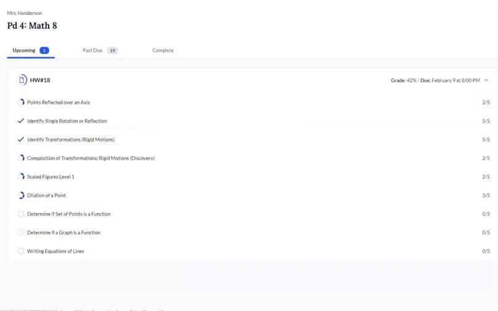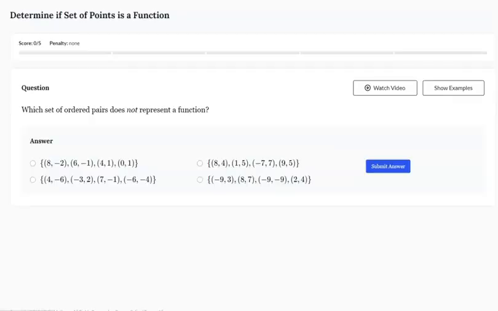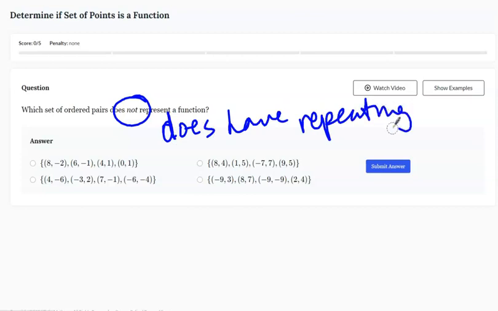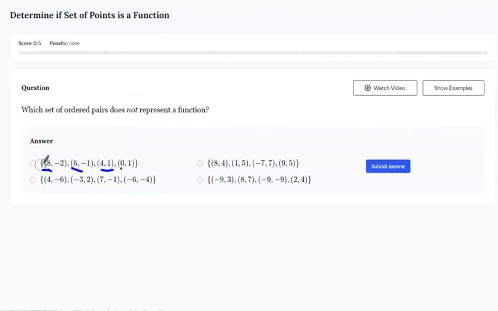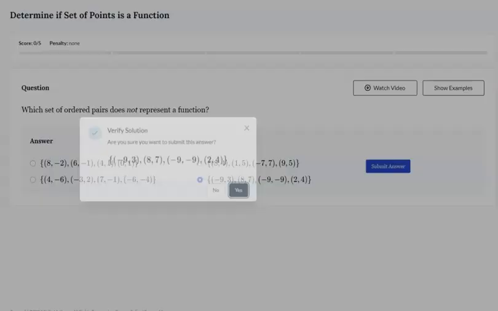All right, let's determine if a set of points is a function. When you have ordered pairs, a function has no repeating x's. So this one says which one is not a function. So we want something that does have repeating x's. So let's take a look here. 8, 6, 4, 0, that is a function. 8, 1, negative 7, 9, that is a function. 4, negative 3, 7, negative 6, no repeats, that is a function. And this right here is the winner. We have repeating negative 9s, and that means it's not a function.